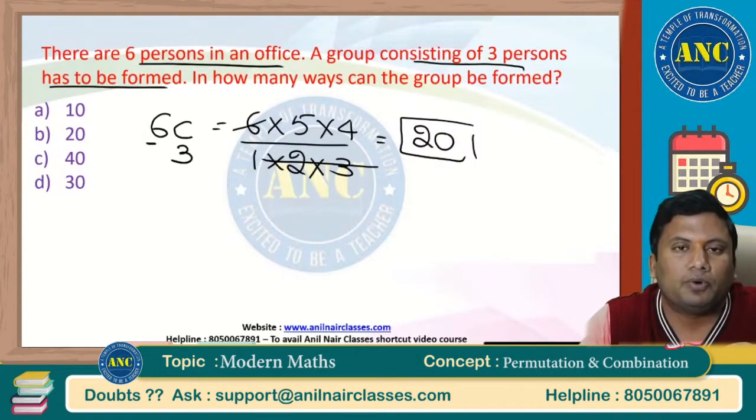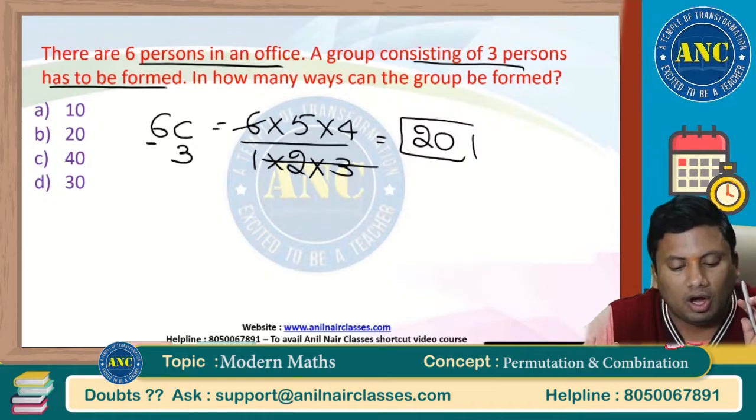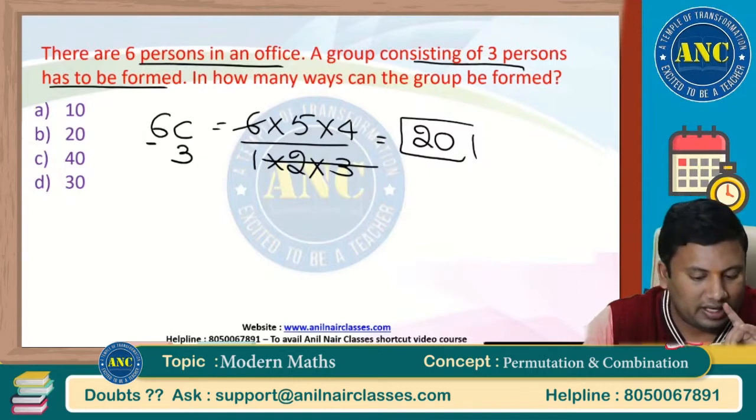6 is a composite number. What is the prime number before 6? It is 5. Answer should be divisible by 5. All are divisible by 5. So 6 into 5 into 4 by 1 into 2 into 3. Right? I hope it is clear, right?